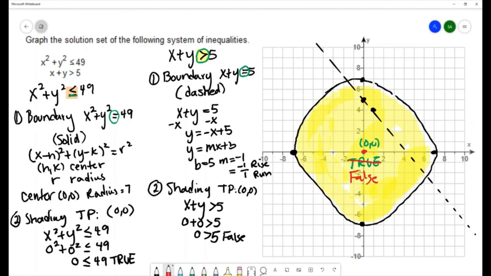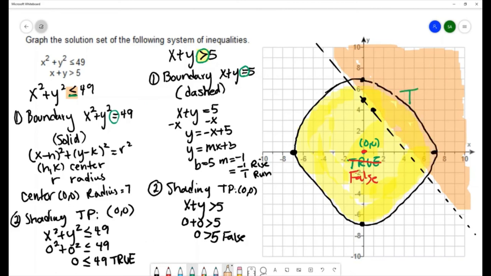So that means all of the points on this side of the line will yield a false statement once we substitute it into the inequality, and that means they're not solutions. The other side of the line will give us the true statements and the solutions. We want to shade that side. So I'm going to shade that side of the line. And now we can see the solution set for the second inequality.